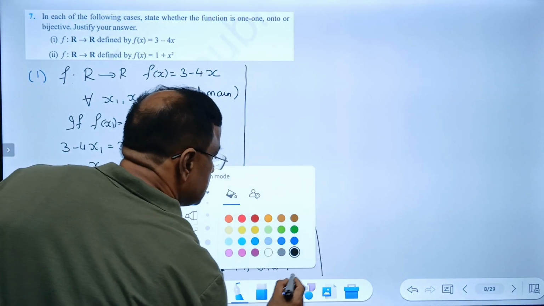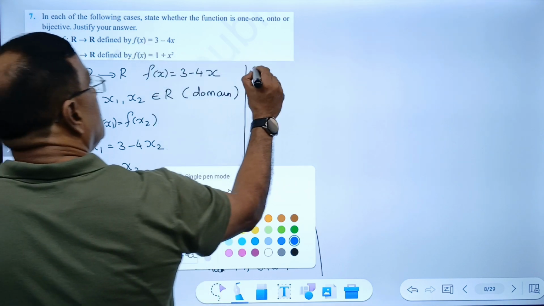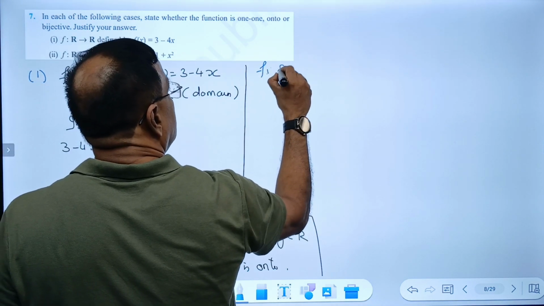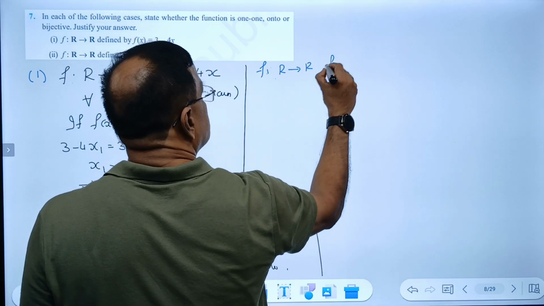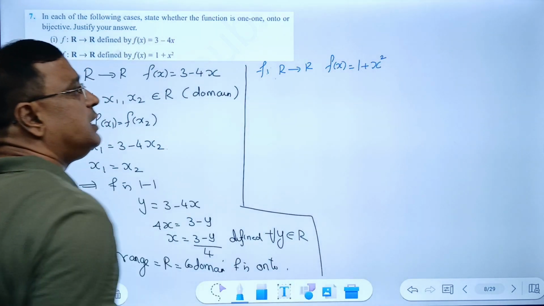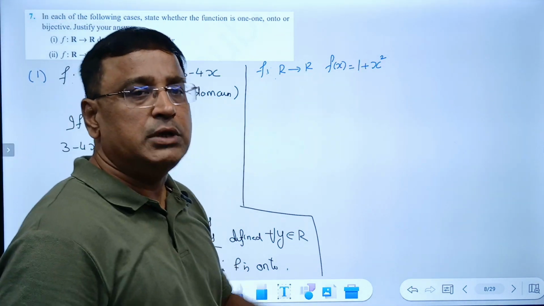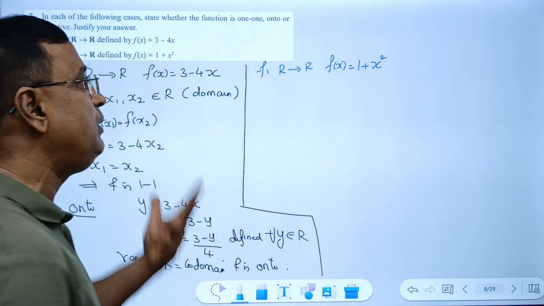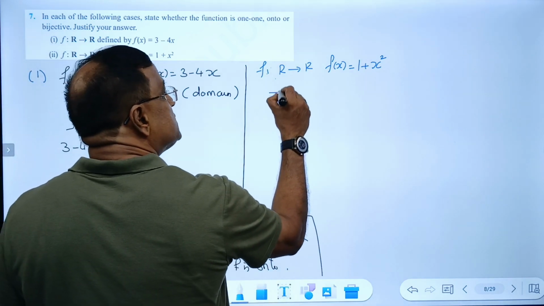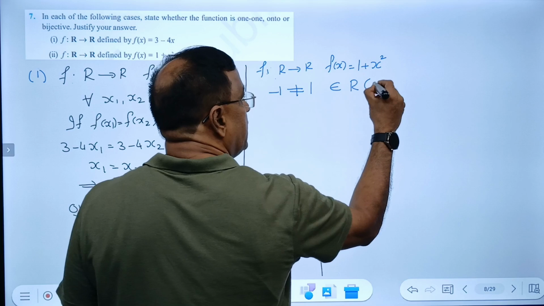What is the next part of the question? The next part of the question is, I want to know about this. f is a function from real numbers to real numbers, defined as f of x is equal to 1 plus x square. It's nothing great because it is similar to x square but just shifted by 1 unit. So it cannot be 1 to 1. Let's see how. Minus 1 not equal to 1 in R, that is the domain.